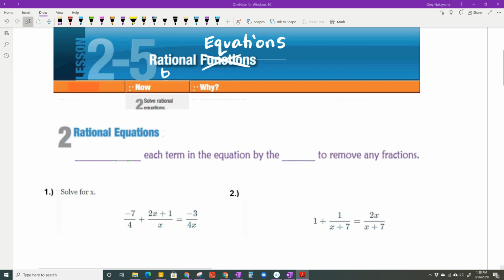Okay, so let's go forward with solving rational equations. And the main thing that you want to do when you solve rational equations is that you want to multiply each term in the equation by the LCD to remove any fractions, because most people don't think fractions are their friends. But LCD, remember, is least common denominator, or the least common multiple of the denominators.